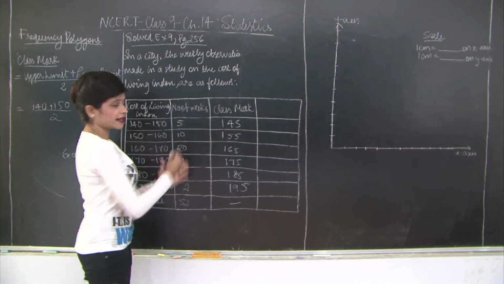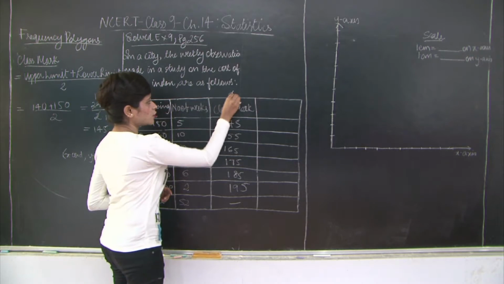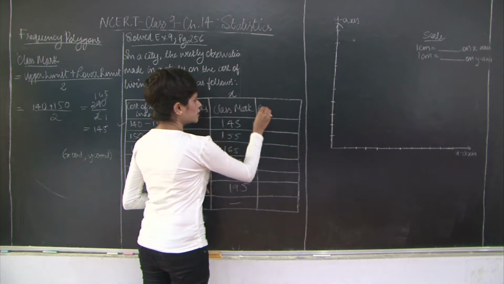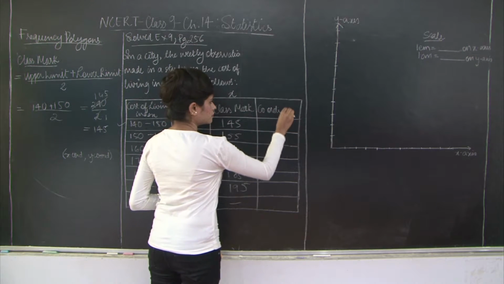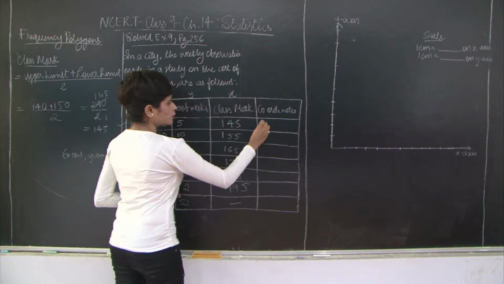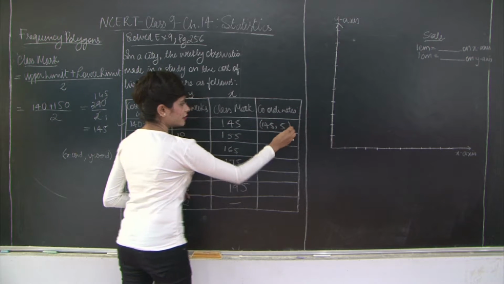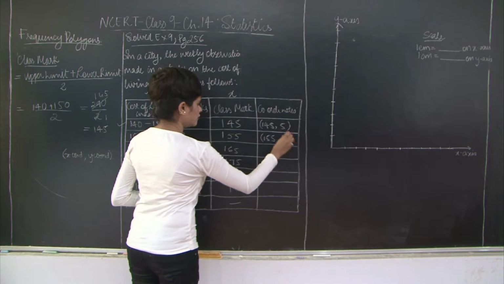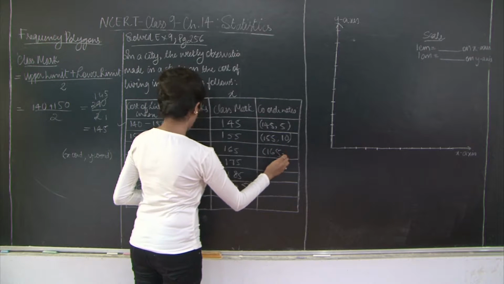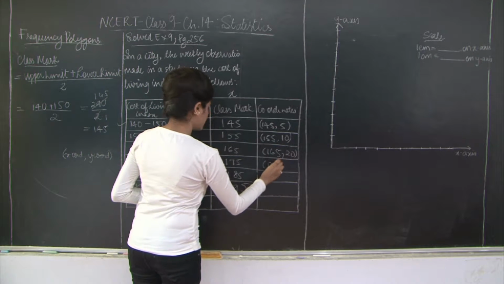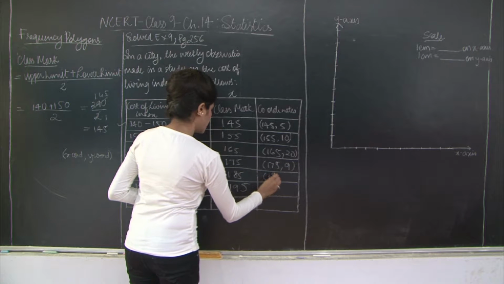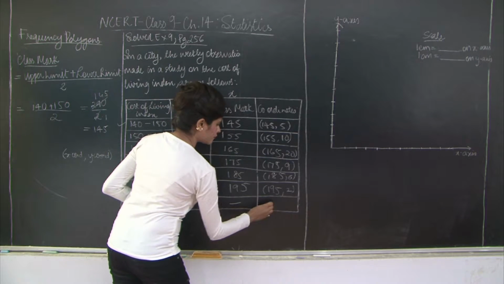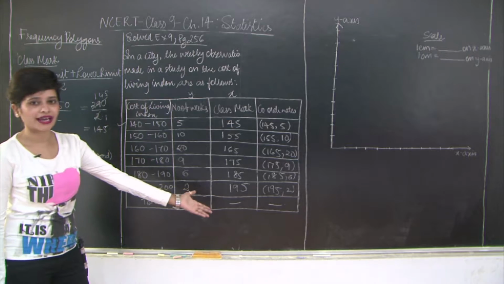So what coordinates are we going to take for which axis? Now this one is going to be plotted on the x axis and this is going to be plotted on the y axis. So I'll just write coordinates. It would be 145 comma 5, right? Then 155 comma 10, then 165 comma 20, 175 comma 9, 185 comma 6, 195 comma 2. And this is a dash because we do not really have a total for this.